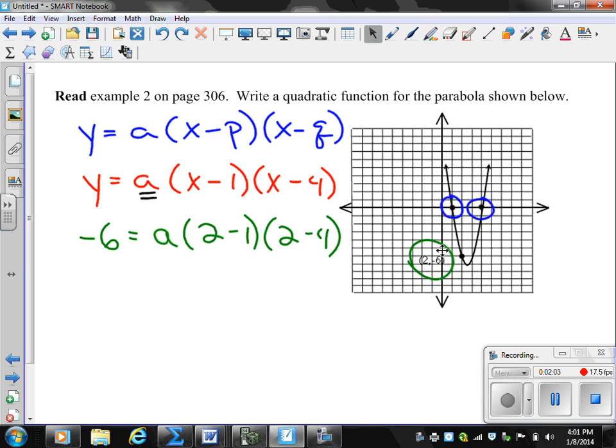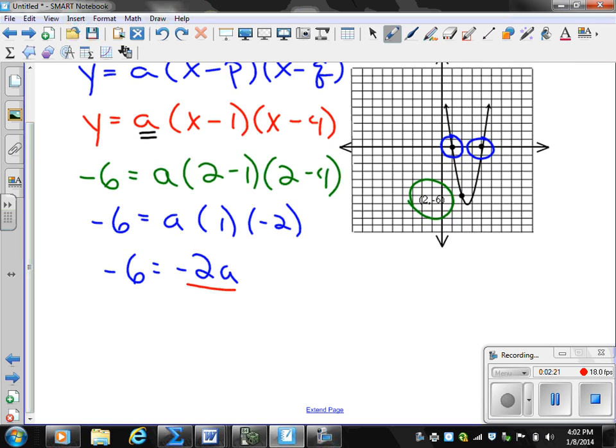And now I have a single equation with a single unknown, and I can solve for a relatively easily. So I'm going to have -6 = -2a, and I can divide by -2 here. And I get 3 = a.